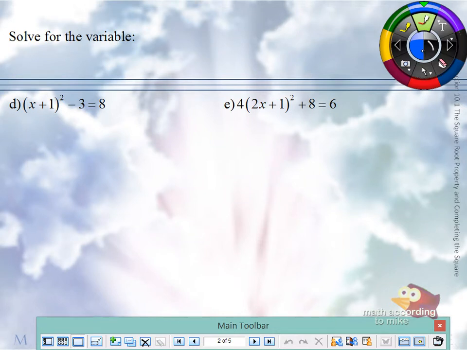Part D, let's isolate the squared term. How are we going to do that? Add 3. Get rid of the square by taking a square root.